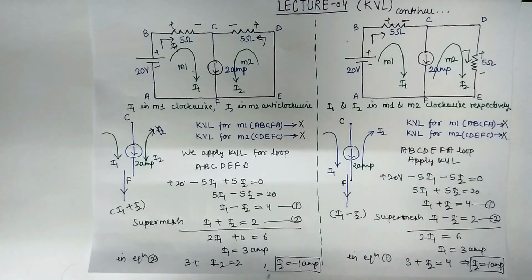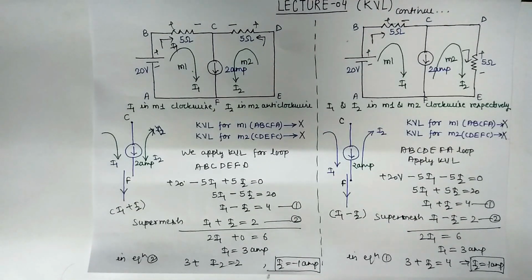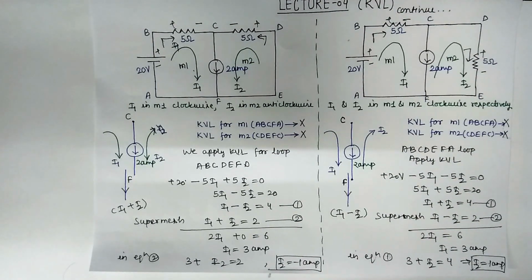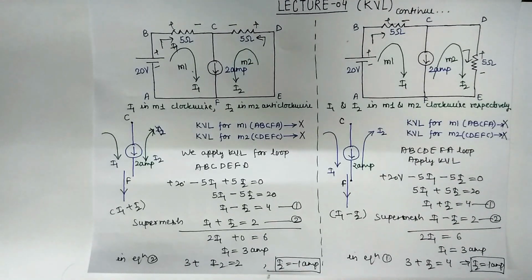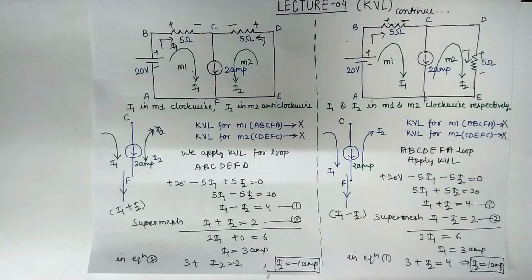So we explain here Kirchhoff voltage law having a current source with some basic method, super mesh and source transformation. In the next lecture we make a more complex circuit and solve by using KVL.